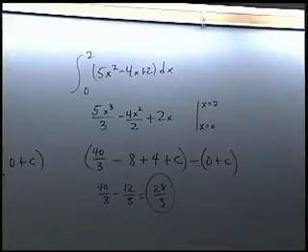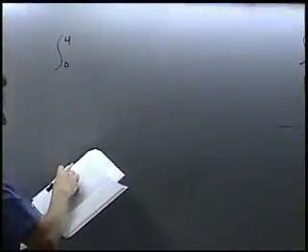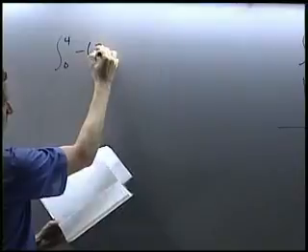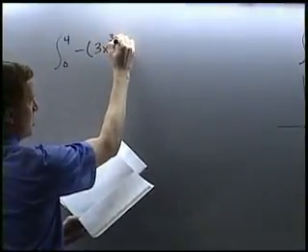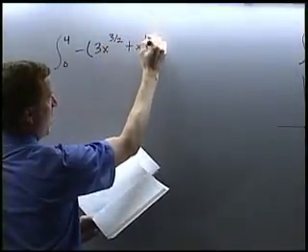Okay, next example. Area from 0 to 4, negative 3x to the 3 halves plus x to the 1 half dx.